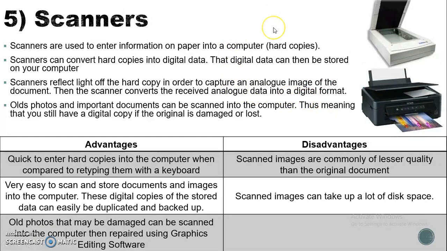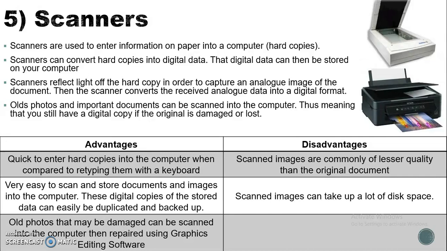My last input device is scanners, and scanners are used to enter information on paper into a computer, and these are hard copies. There are two types of scanners, 2D scanners and 3D scanners. Scanners can convert hard copies into digital data. That data can then be stored on your computer. Scanners reflect light off the hard copy in order to capture an analog image of the document. Then the scanner converts the received analog data into a digital format. Old photos that you have or important documents that you have, such as birth certificates, can be scanned into the computer, thus meaning that you still have a digital copy if the original is somehow damaged or lost.